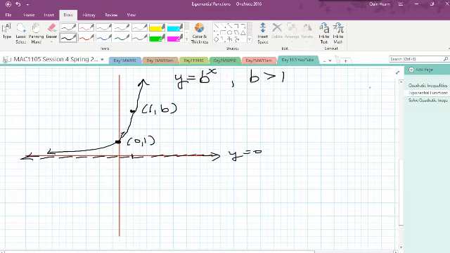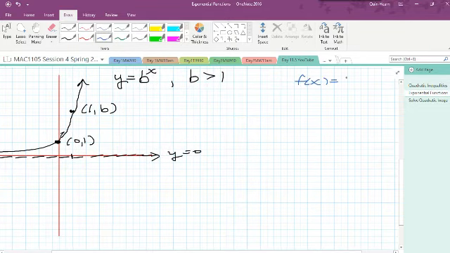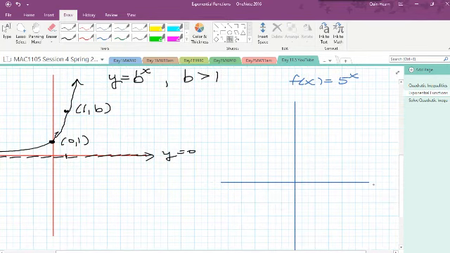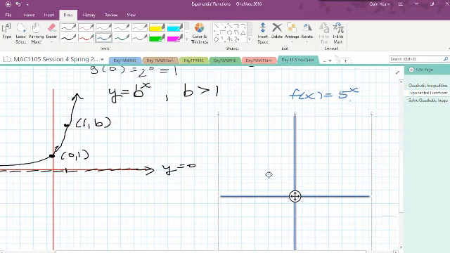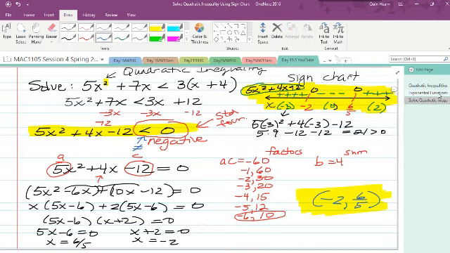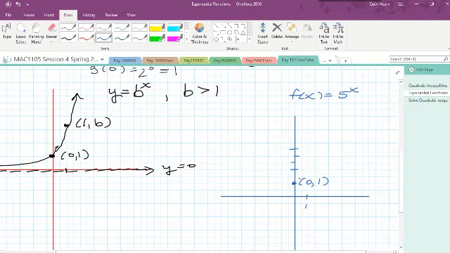So let's look at an example. What if I asked you to graph f of x equals 5 to the x power, right? So you would need to recognize that because the x is in the exponent, this is an exponential function, and that your two key points are going to be (0, 1) and (1, 5), whatever the base is. And then you're going to graph the asymptote, and we would go through (0, 1), and we would go through (1, 5).